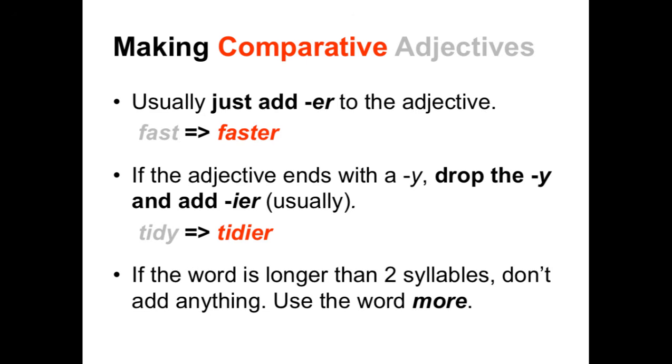Now, if the word is longer than 2 syllables, we don't add anything. We just use the word more. So for example, the adjective intelligent is 4 syllables. So rather than saying intelligenter or intelligentier, we say more intelligent.